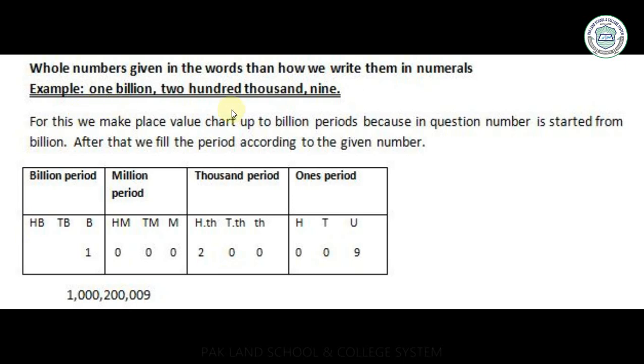Now we place this number in this place value chart. Like 1 billion, we write 1 under the billion; 200,000, we write 2 under the 100,000; and 9 under the unit. Now the number is 1,200,009.